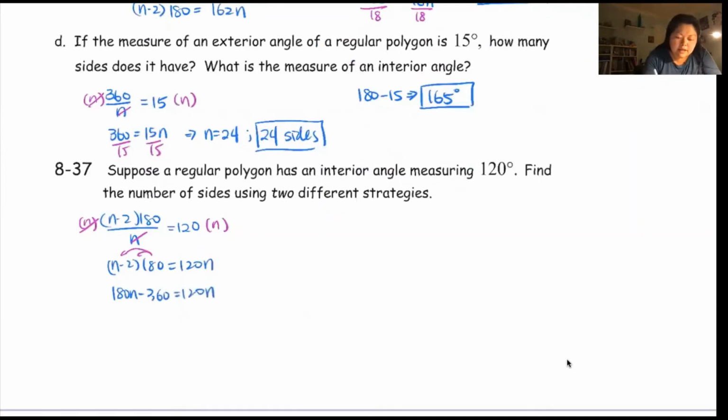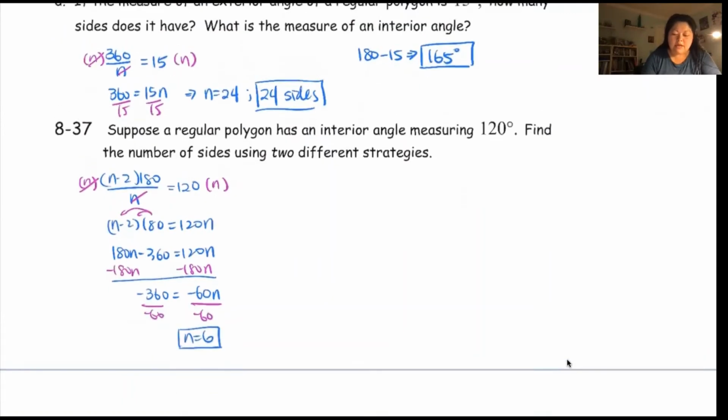All right, let's subtract the 180n. Again, remember, you're supposed to get negative answers here, right? So negative 360 equals negative 60n, which is awesome. That's exactly what I want. All right, so then I divide by negative 60 on both sides. So I get n equals 6. So that's 6 sides, right? So that's one way. There's definitely multiple ways.